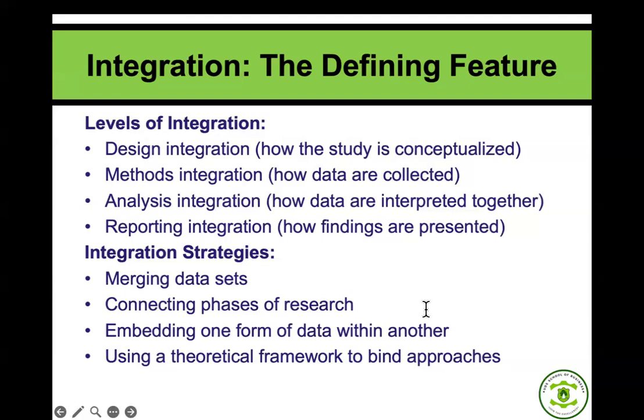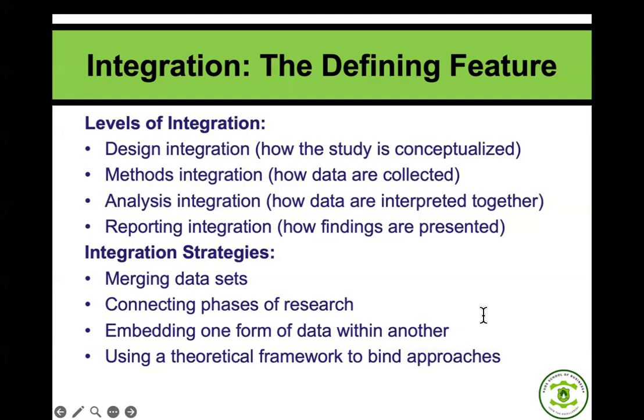The last but not the least is embedding one form of data within another. What you do here is that one data type plays a supplementary role within your study, based primarily on the other data type. For example, you may have open-ended questions embedded within a largely quantitative survey, or a small quantitative component within an ethnographic study.